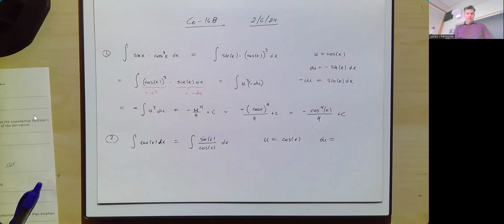We're doing the integral of sine over cosine via u substitution. So go ahead and try letting u equal cosine and see what happens.